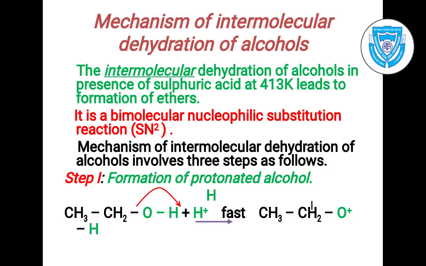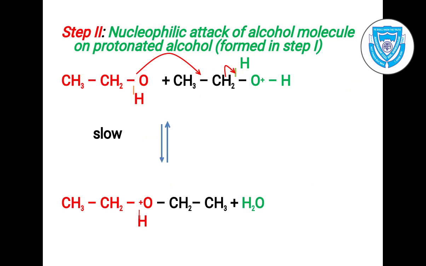First is the formation of protonated alcohol. How the formation takes place is, when ethanol is protonated, that is this H plus is obtained from sulfuric acid. So this H plus is coming from sulfuric acid and protonation takes place. What happens is, this OH will donate its electron to H plus and you will get protonated alcohol as the product.